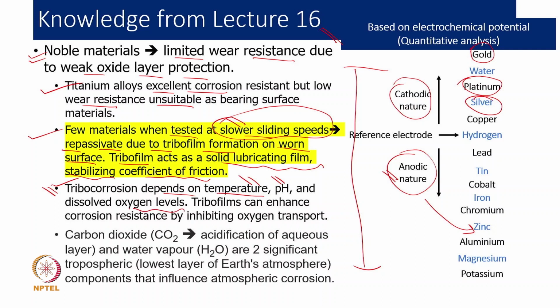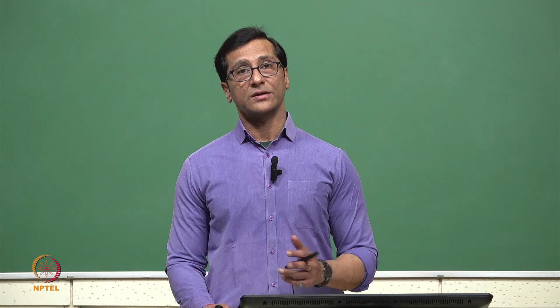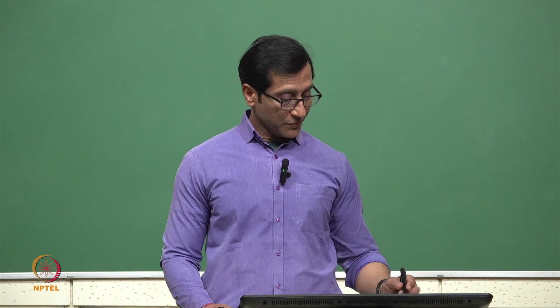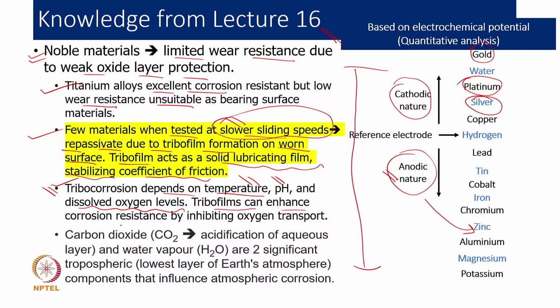Of course, it depends also on whether oxygen is present or not. In some cases, in the presence of oxygen, a passive layer will form. In other cases, excess corrosion will occur. So it depends on the situation. Now, tribofilm can enhance the corrosion resistance by inhibiting oxygen transport also. So this is what we are mentioning.